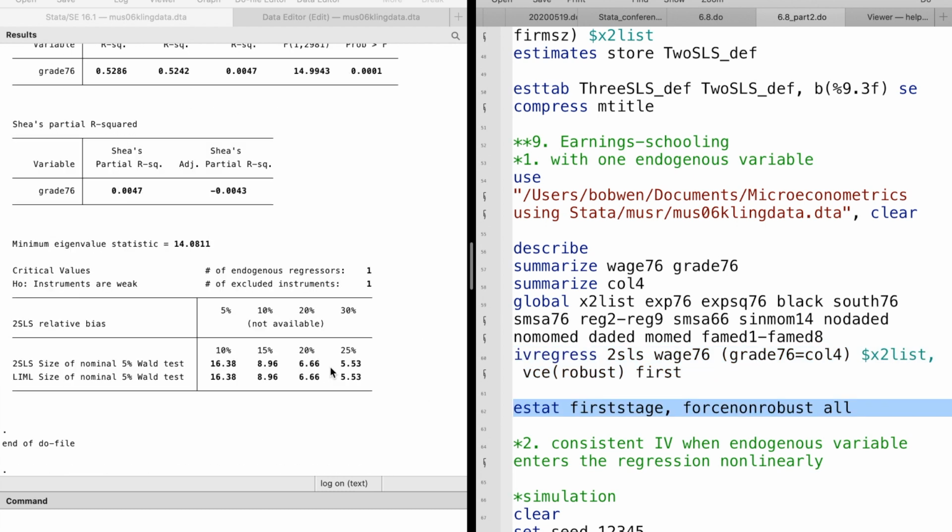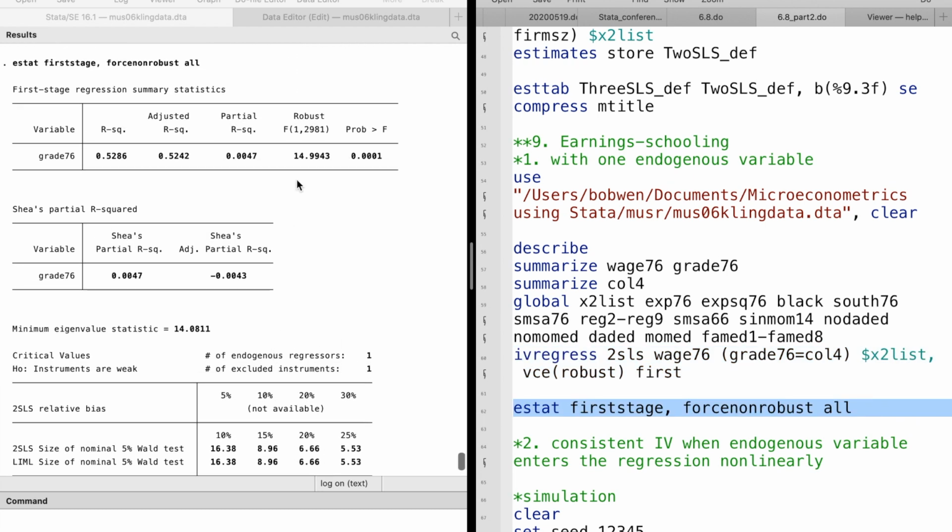And then perform a test for weak instrument by using the post-estimation command first stage. The F statistic is 14.99, which is the square of the t statistic of the instrument variable in the first stage. The F statistic is larger than the rule of thumb value of 10 that is sometimes suggested. So the college proximity indicator does not seem to be a weak instrument.